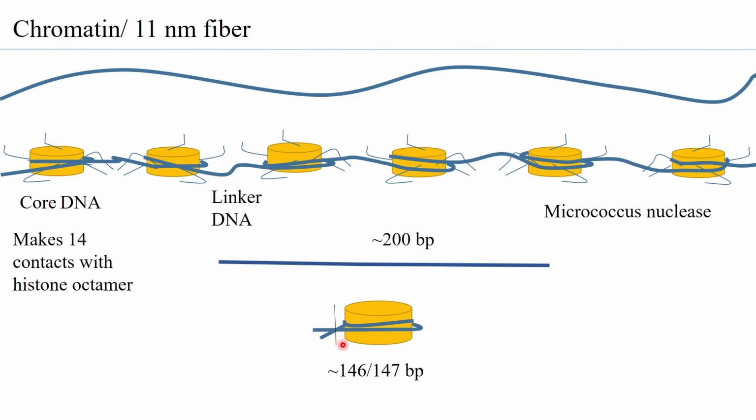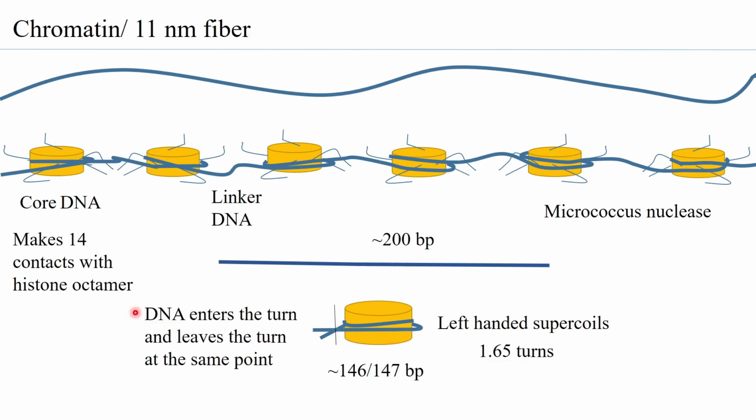Now, the twist that the DNA makes in wrapping around is considered to be a left-handed supercoil, and it makes approximately 1.65 turns. The DNA enters the nucleosome and exits the nucleosome at the same point. This is very interesting. It will enter from here, wrap around, and then come out at exactly the same position. That is something that has been interesting to observe.